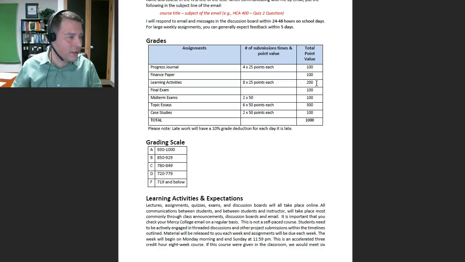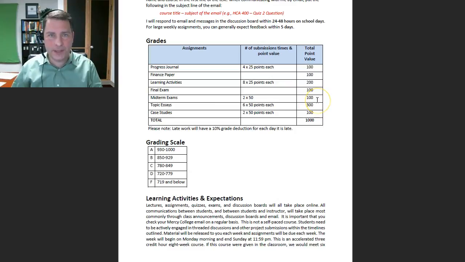All right, so we've got the learning activities. We've got the final exam. All right, so we can't get away with a course without a final exam. So you'll have a comprehensive final, again, worth a full letter grade. So it's kind of worth it for you to make sure that you're reading the textbook as you go along. Midterms, a couple of midterms.